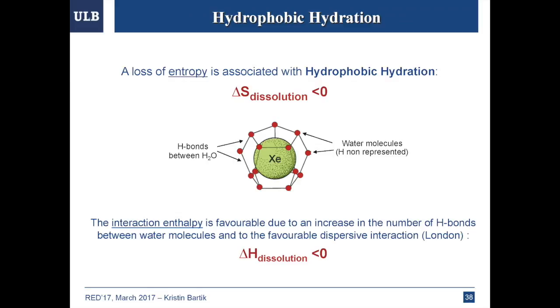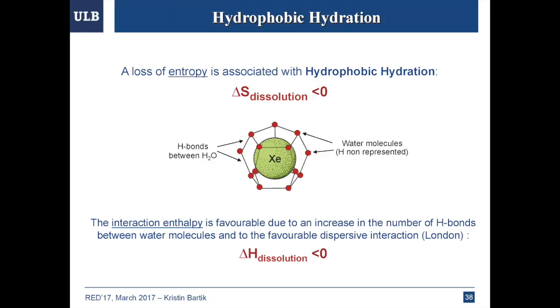So if it's forming these, let's start from the bottom, the interaction enthalpy is favorable. It's forming these very strong hydrogen bonds. It's also orienting itself so that it forms good van der Waals interactions with the xenon atom. So favorable dispersive interaction, these London interactions. So the delta H of dissolution is favorable. It really doesn't bother it.